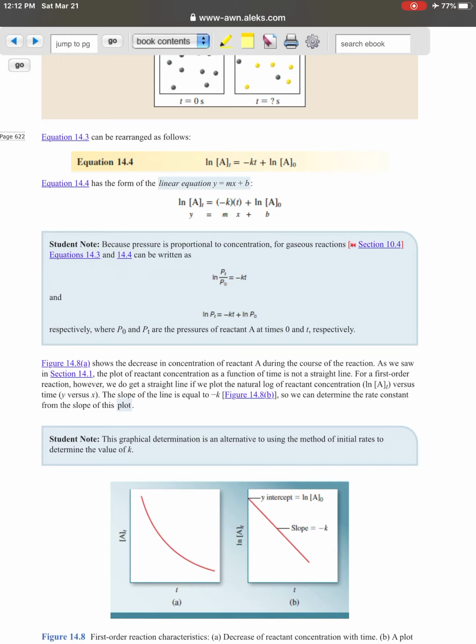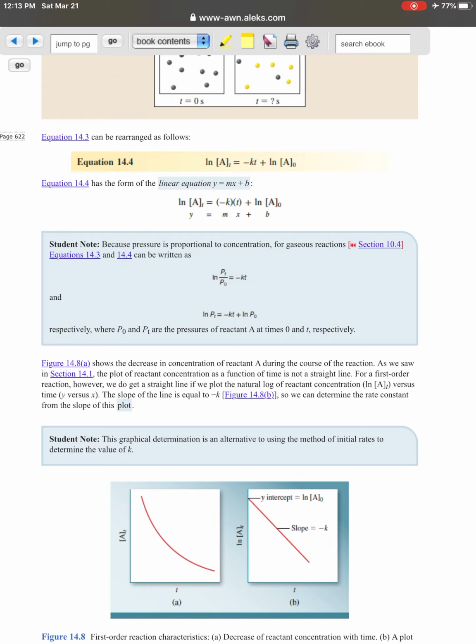Natural log of At equals minus k times t plus ln A0. y equals mx plus b. So y is the natural log of the concentration of A at time t. m, the slope of a line, is equal to minus k, the rate constant. And x is time, and then the y-intercept b is the natural log of A0.